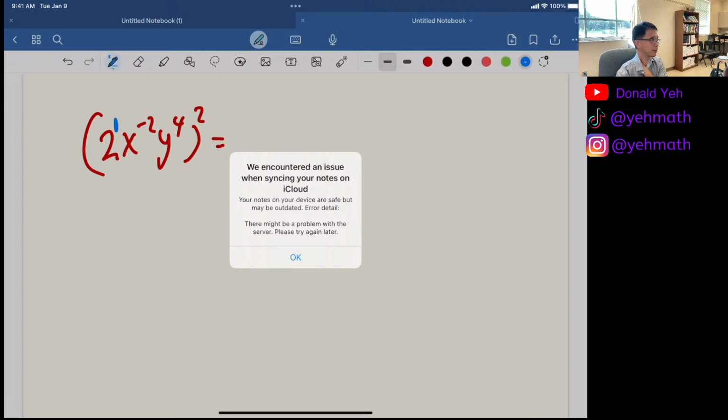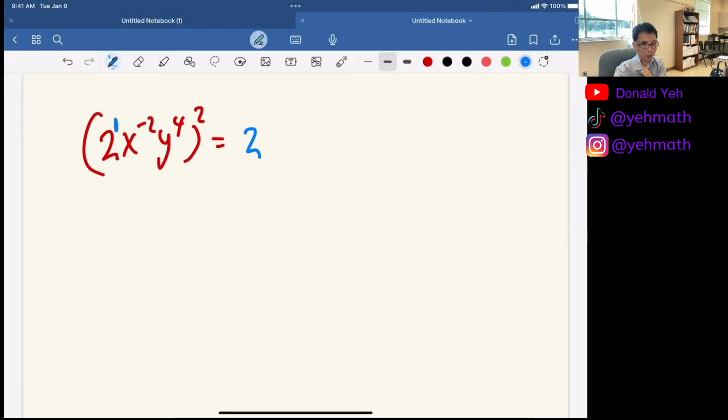It's not 2 to any other power. It's not 2 to the 0 power. 2 is 2 to the first power. Is that okay? Now, according to rule number 5, this 1 and 2 is going to multiply to 2. And this negative 2 times 2 is going to be x to the negative 4. Y to the 8. And only x is a negative power, so it's going to be 4y to the 8 over x to the 4th.